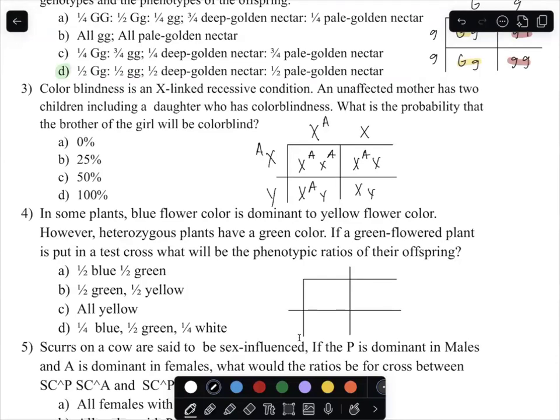Okay, and we're looking for the probability of the brother of the girl who is colorblind. So we are looking at the boys right here. And just by looking at it, we can tell that we are going to have 50-50 because this one has it and that one doesn't. So our answer is C.